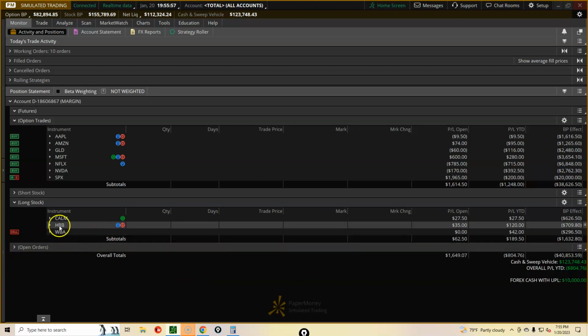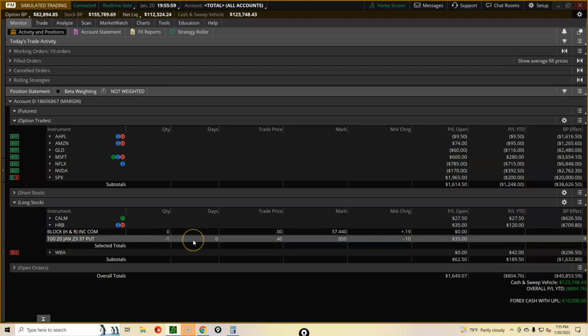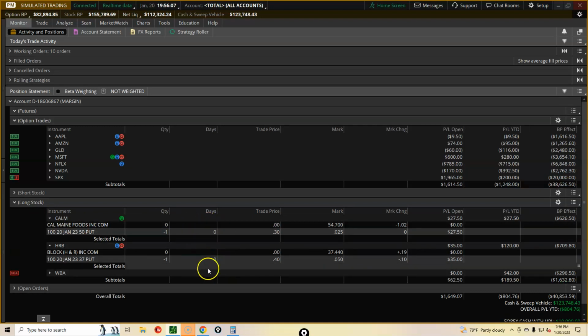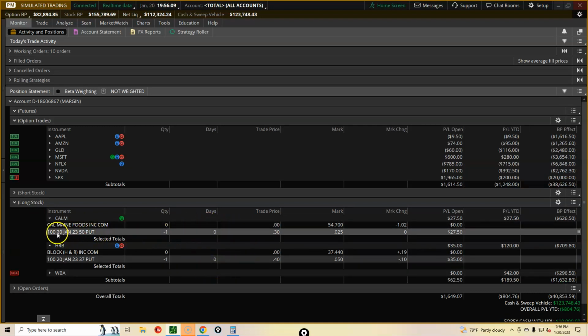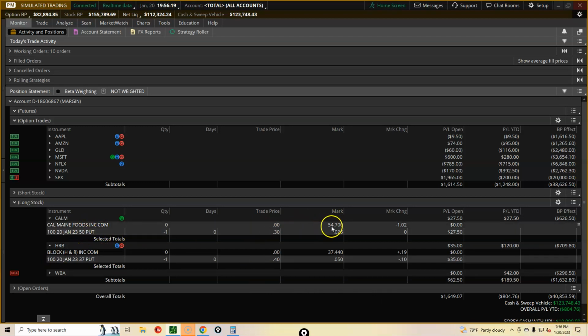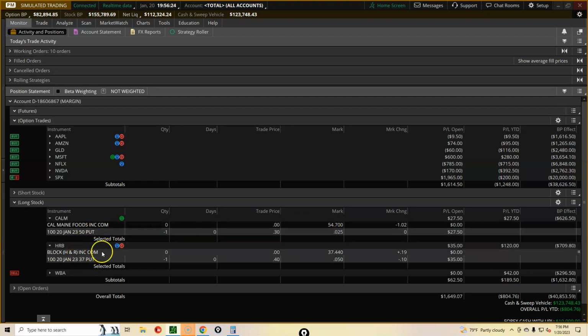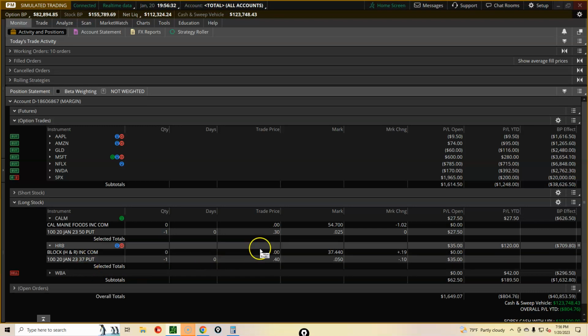But not much I have to manage for that, right? I have H&R Block and Cal-Maine Foods, right? No days left. Today was the expiration date, January 20th. And look what happened. We got a strike price of 50. It closed today at 54. This contract is expiring worthless. Strike price of 37. This closed at 37.44. This contract is expiring worthless.